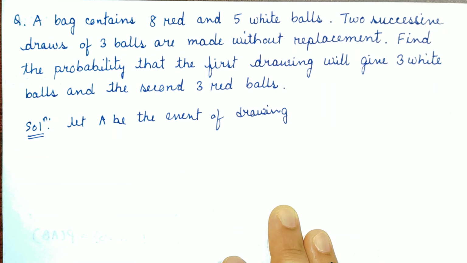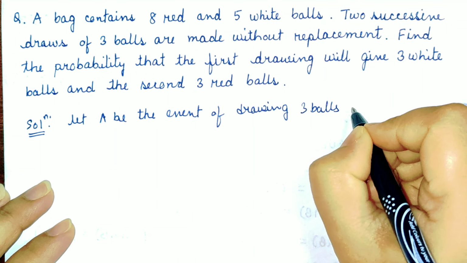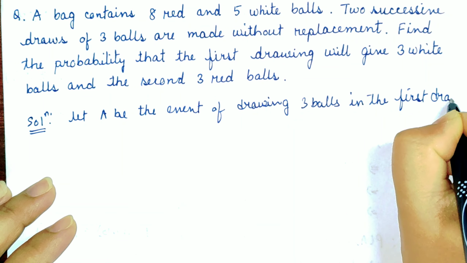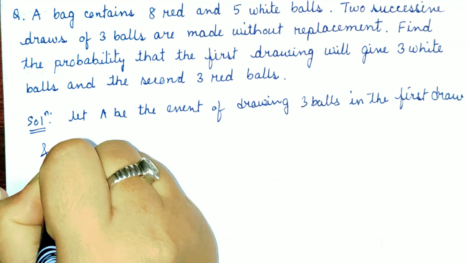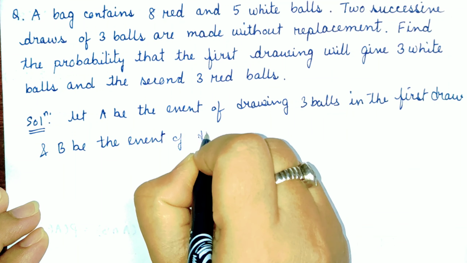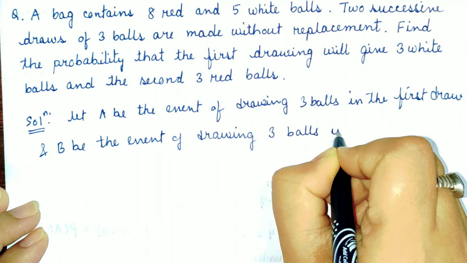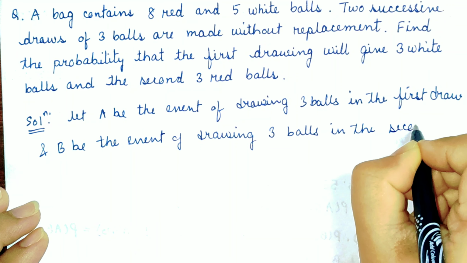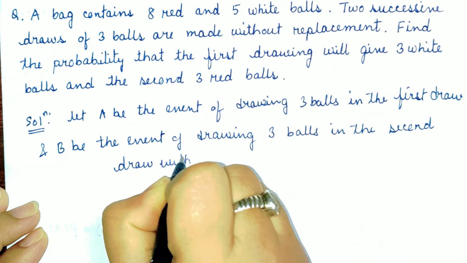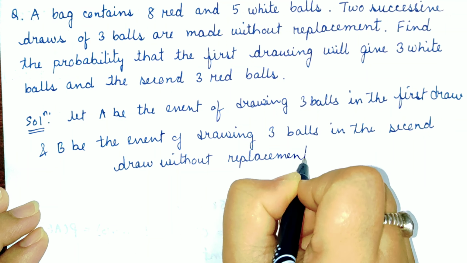We assume that A be the event of drawing 3 balls in the first draw and B be the event of drawing 3 balls in the second draw without replacement.